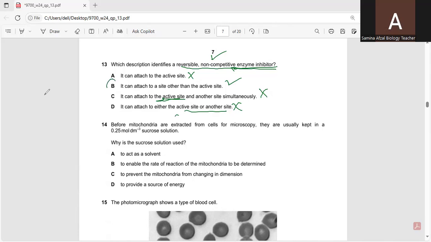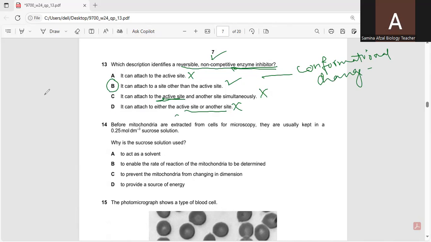So only B is the correct option, in which a reversible non-competitive enzyme inhibitor will always try to attach itself on the other site. This binding causes a conformational change in the enzyme, and due to the conformational change, it will inhibit the enzyme action. So B is the correct option.